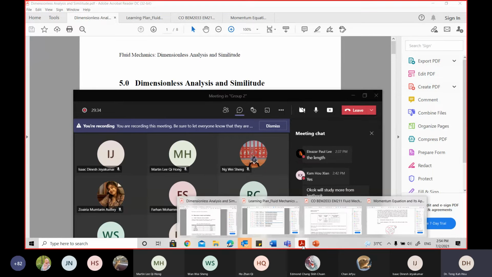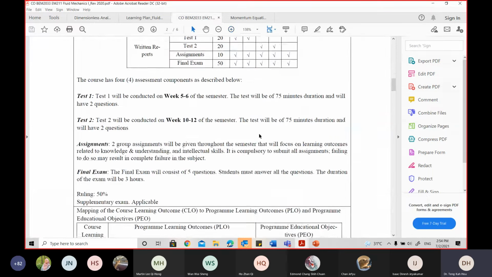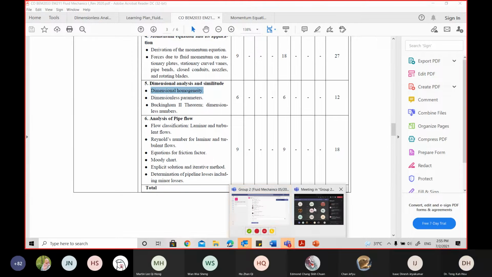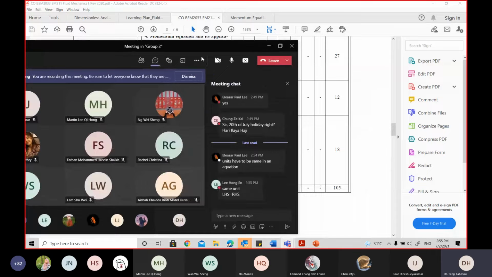So in chapter 5, let me go through your CLO. In chapter 5, in fact, we are going to learn only 3 things. First, I'm going to teach you what is so-called dimensional homogeneity. Can someone tell me your understanding? Maybe start from dimension. How do you define dimensions? Can someone tell me? You learned this since your physics, am I right?